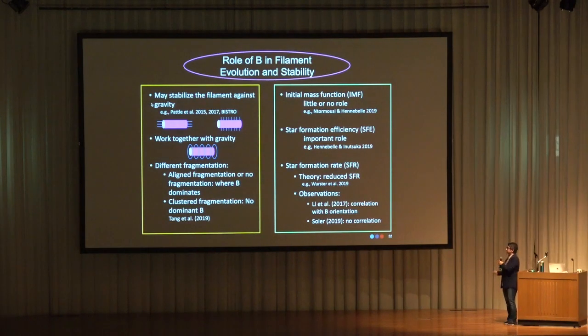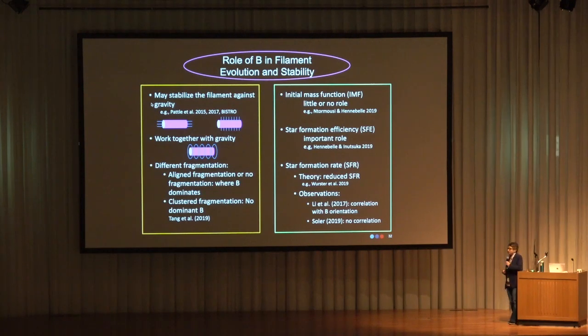And in all these filaments, or at these scales, magnetic fields can influence the star formation process. There haven't been any observations showing a role of the magnetic field in setting the initial mass function, or there seems to be little or no role, and they may actually reduce the star formation efficiency. For the star formation rate, even though theory suggests that, as a result of the magnetic field, the star formation rate should be reduced, the observations are inconsistent.